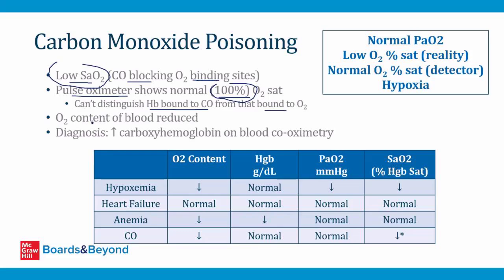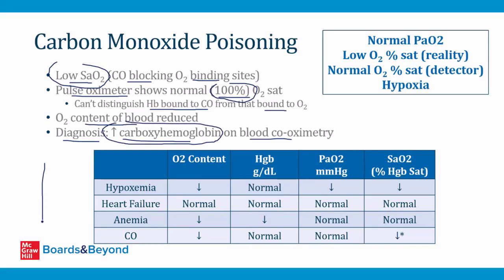So because the SaO2 is low, the oxygen content of blood is reduced. And therefore, the only way you really make this diagnosis is you have to do a special blood test called a co-oximetry test, which can separate carboxyhemoglobin from oxyhemoglobin. And you'll see a high level of carboxyhemoglobin in patients with carbon monoxide poisoning.